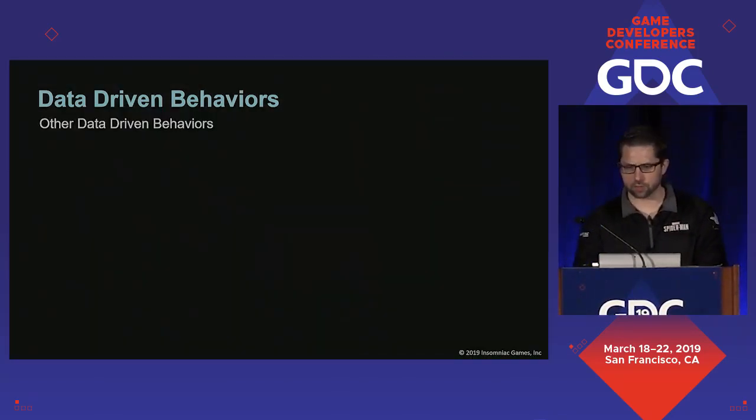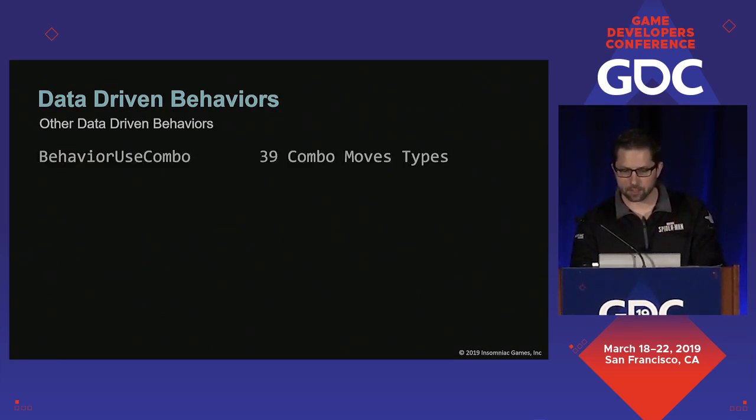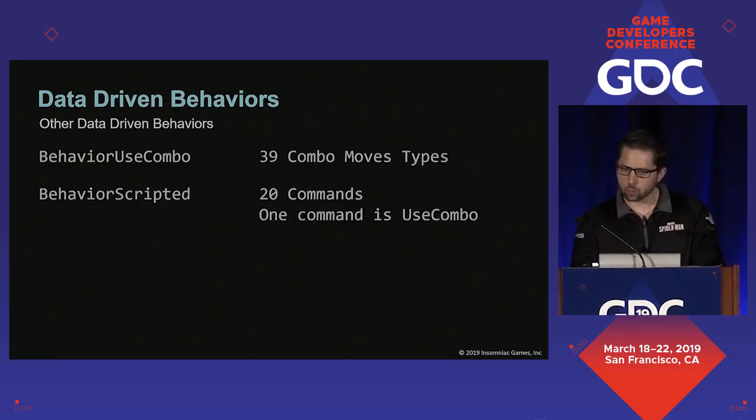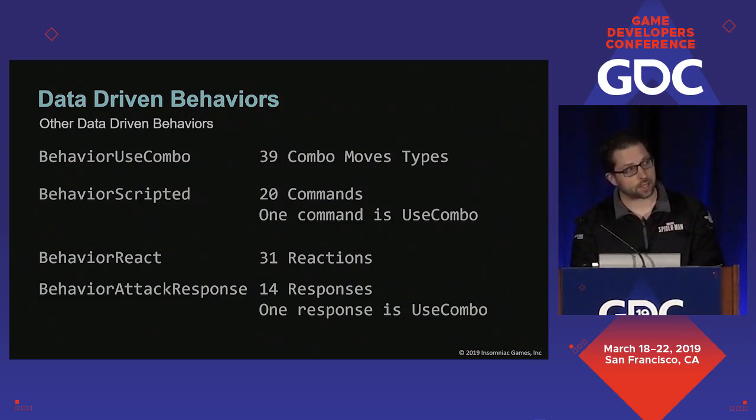So that's a high-level overview of how we data drove 2 large sections of our AI, melee combat and script control. We had 2 other significant behaviors that were data-driven, one for handling hit reacts and another for responding to incoming attacks by blocking, dodging, counterattacking, etc.